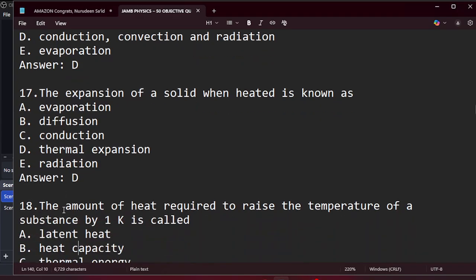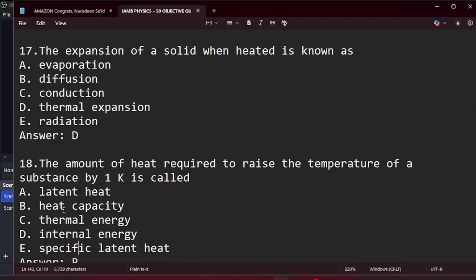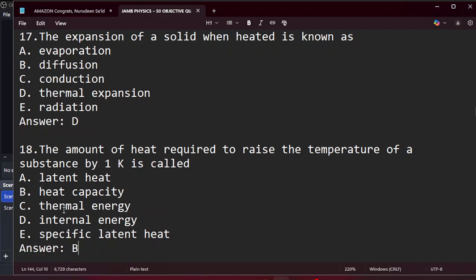Question number 17. The expansion of a solid when heated is known as A. Evaporation. B. Diffusion. C. Conduction. D. Thermal expansion. E. Radiation. The answer is thermal expansion.